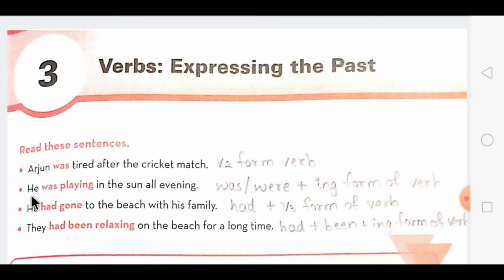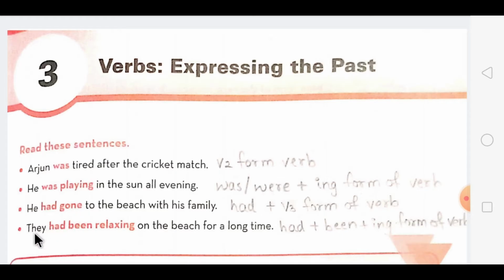Then the next one is he was playing in the sun all evening. Here the formation which I explained about the rule was was, were plus ing form of the verb. So was plus playing. Then the third one is he had gone to the beach with his family. In this, dear students, this is the example of past perfect tense, in that the formation will be had plus V3 form of the verb. So as it is used over here, had plus the V3 form of go will be gone.